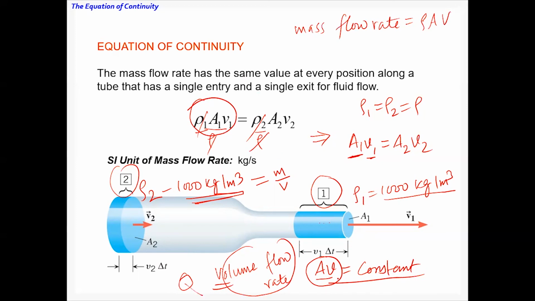So why is this A times v called volume flow rate? Let's do the dimensional analysis, right? What is the unit of A? Meter squared. Then what is the unit of v? Meter per second. Then what did you get? You got meters cubed per second, which is volume per second. That's why this is called volume flow rate.